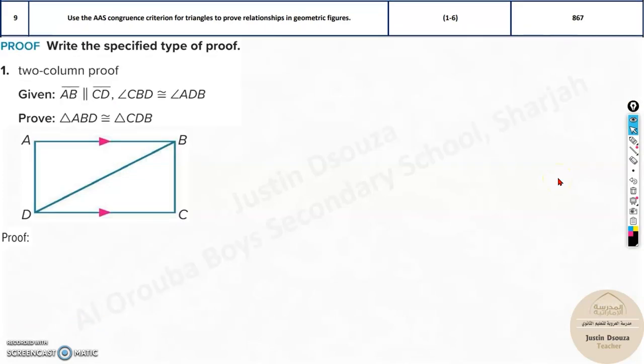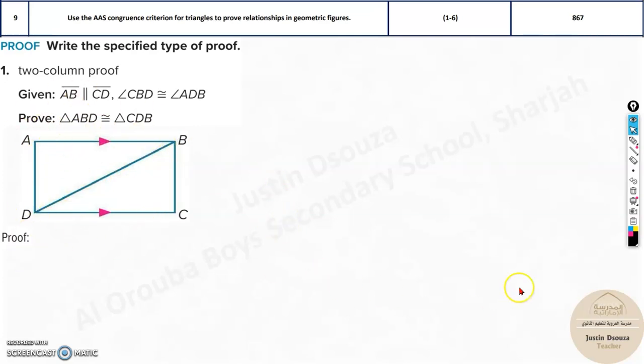The ninth topic in this end of term 3 exam questions is about the AAS congruence criterion. AAS means angle, angle, side. We had gone through this in a couple of videos before, I believe, about all the different postulates of congruency. Now this is one of them, where two angles and a side are congruent or equal, then the entire triangles will be congruent.